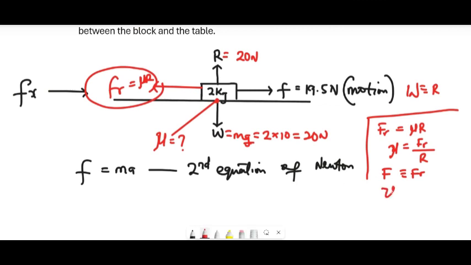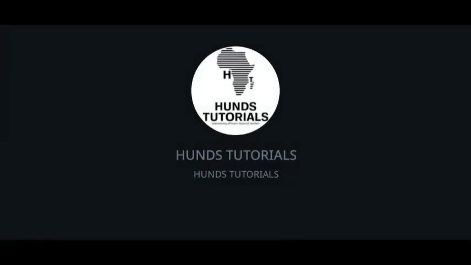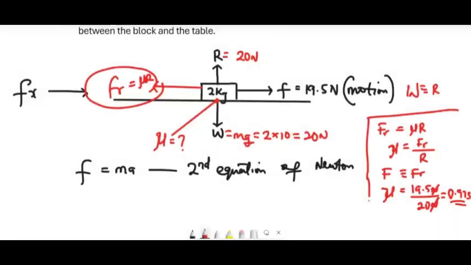Since the force in motion is equivalent to it, I can have my mu to be the same as 19.5 over my normal reaction, which is 20. That would give you 0.975, without units, because this is a Newton and this is a Newton, so it cancels out, right? But there's another way we can solve this question in a more explanatory form.